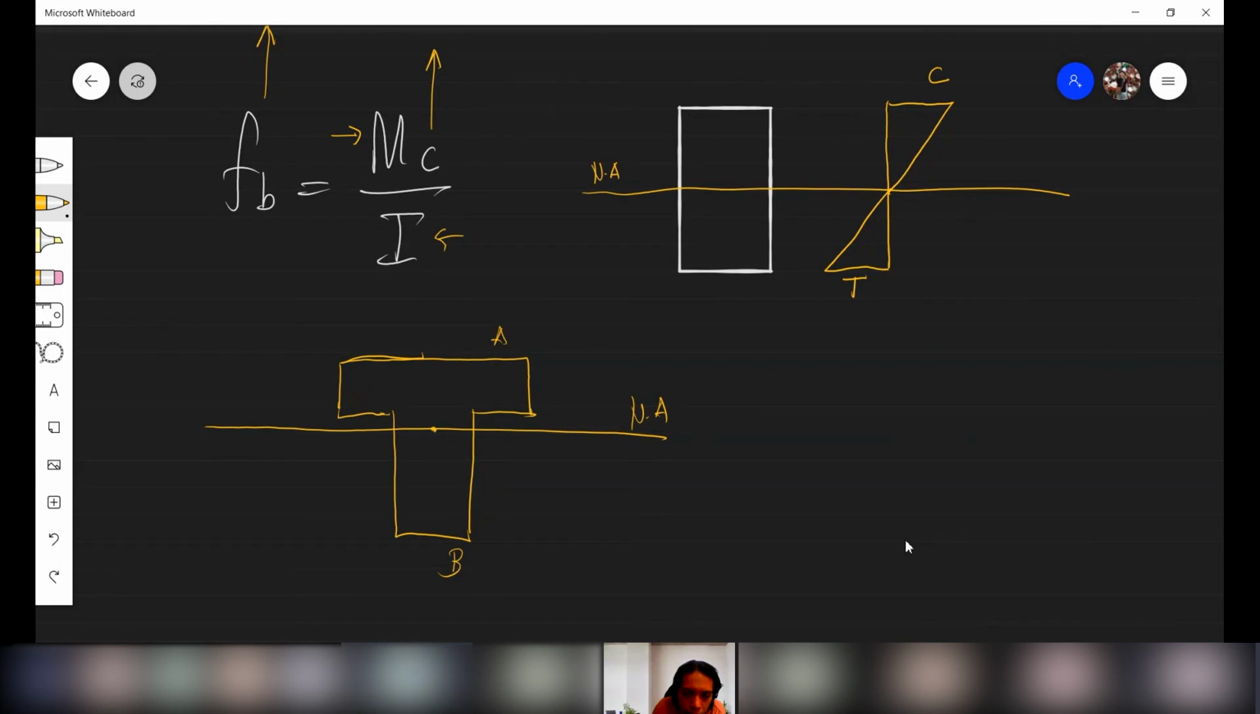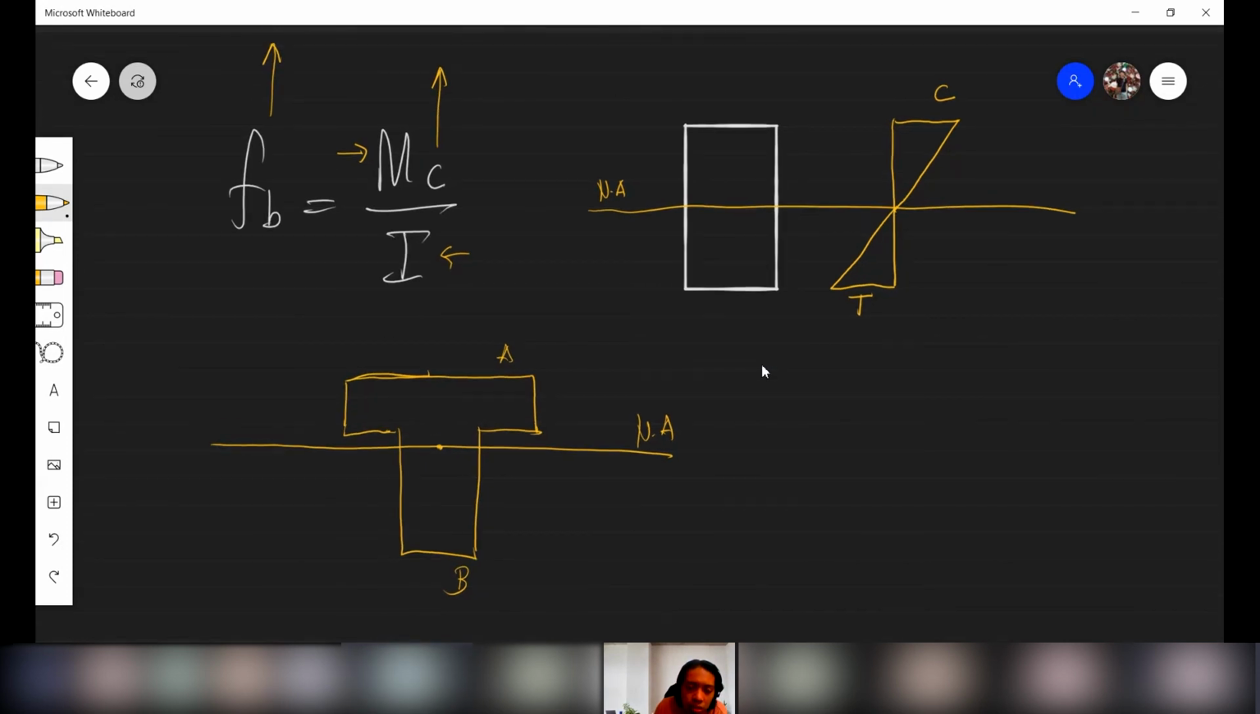The one furthest from the neutral axis, sir, B. Why? Based on the formula, sir, it is directly proportional. If the value of C is larger, the stress is also larger. The larger the value of C, the larger the value of the flexural stress FB.